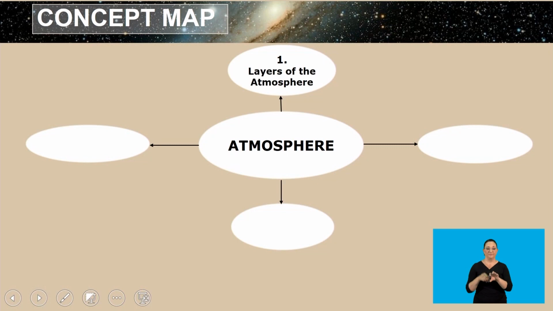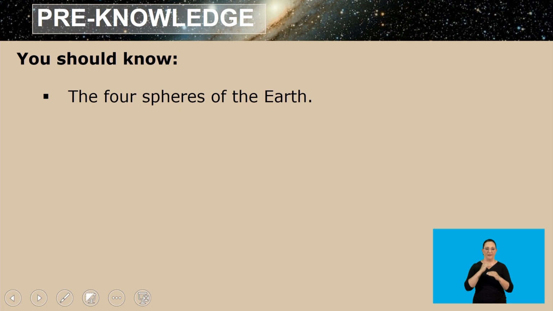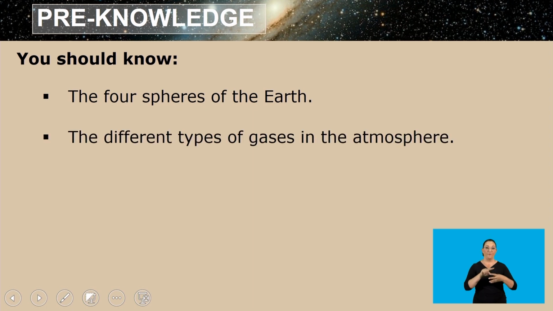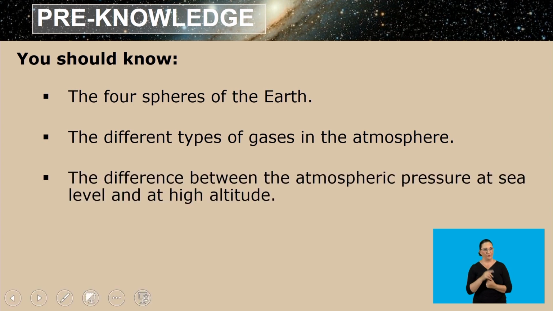1, we are going to be looking at layers of the atmosphere. 2, the stratosphere. 3, the mesosphere. And 4, the thermosphere. Now, you should know the 4 spheres of the Earth, the different types of gases in the atmosphere. You should also know the difference between the atmospheric pressure at sea level and at high altitude.